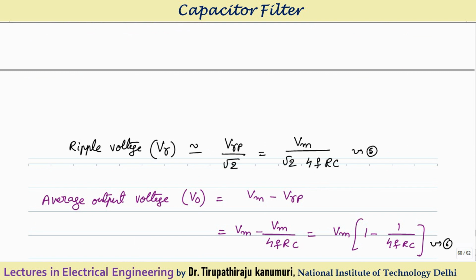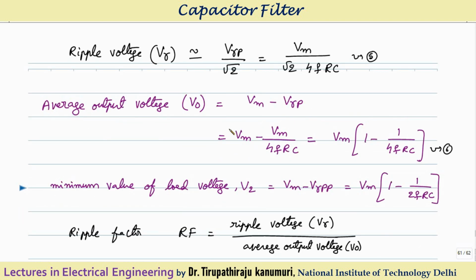Ripple value means, out of the total voltage, if you remove the DC component, how much voltage is remaining. That is called the ripple voltage. So it is nothing but the RMS value of the voltage. The RMS value of that ripple component is called the ripple voltage. So I can approximately calculate this, for the triangular wave, as VRP divided by root 2. VRP is V maximum by 4F RC. So I can approximately write this, error will be there but a little error. So this I can approximate as V maximum by root 2 into 4F RC.